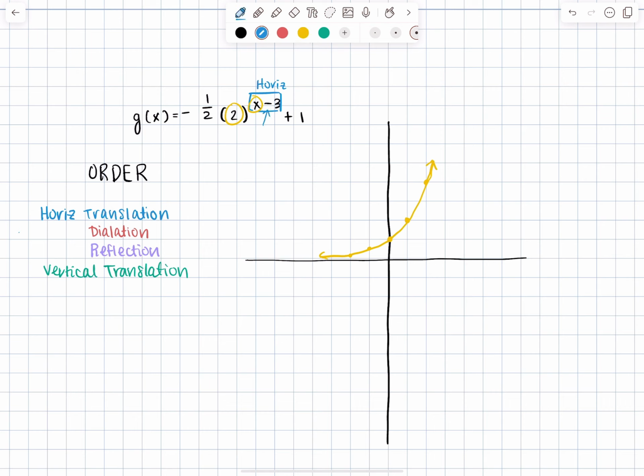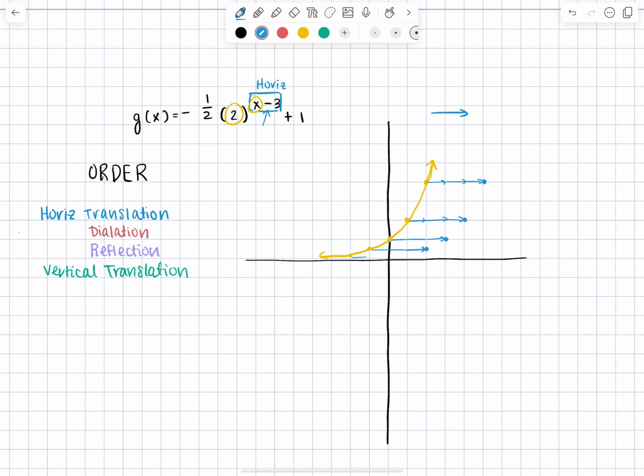Remember, when there's a negative, we go to the right for horizontal translations. So we're going to move 3 points to the right. 1, 2, 3. So right over here. Then 1, 2, 3 right here. 1, 2, 3 over here.